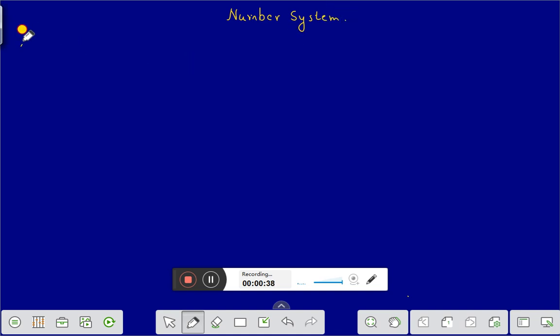First one will define the natural numbers. If you remember, natural numbers are the counting numbers. Counting numbers are like this: 1, 2, 3, 4, 5, up to infinity. These are natural numbers, also known as counting numbers, and it is a set of numbers which can be represented by the letter N.